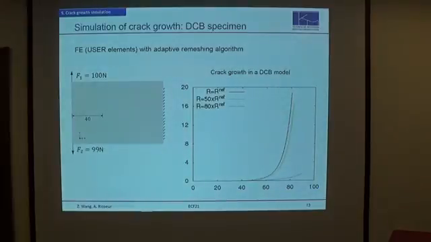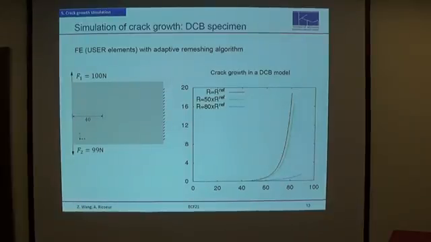Okay, now we have the analytic solution, the relationship, and also the numerical method to do some research in this simulation. And here is a double cantilever beam specimen. We simulated it in this geometry with two different single node forces, one is 100, one is 99, with the adaptive remeshing algorithm.